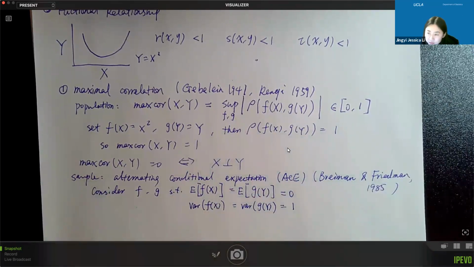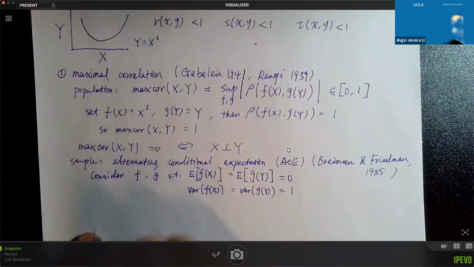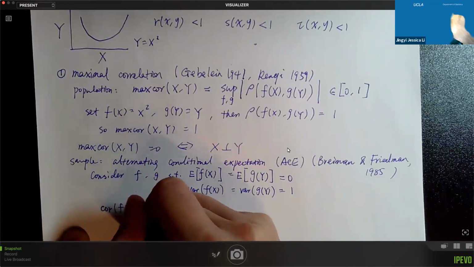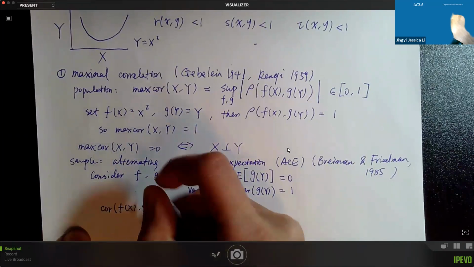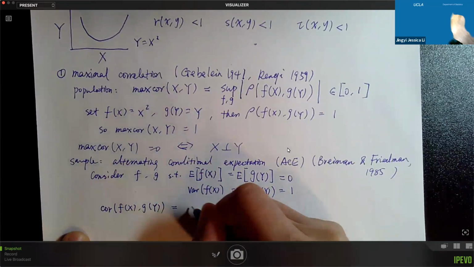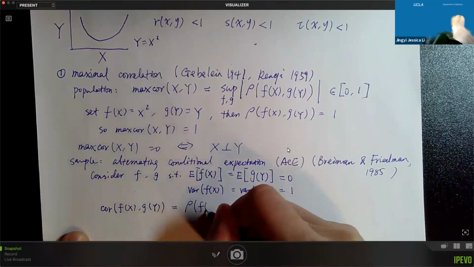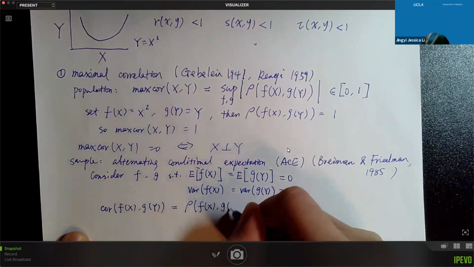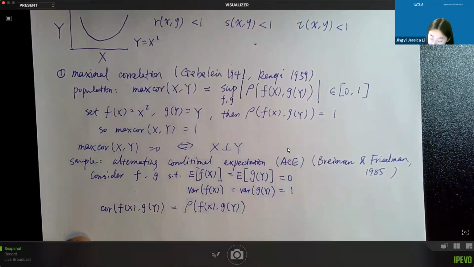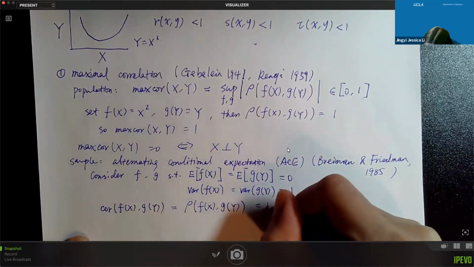So this can simplify a lot of things for us. The reason is that if two random variables both have mean 0 and variance 1, then their population level Pearson correlation, which we call ρ(F(x), G(y)), is... Oh, by the way, based on our previous notation, for this Pearson correlation we use the notation rho, so I'm going to stick with that. So this can just be equal to the expectation of their product.